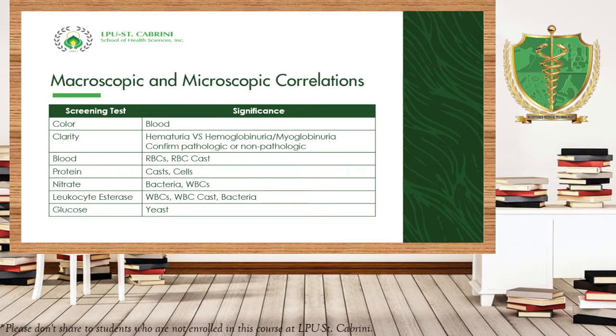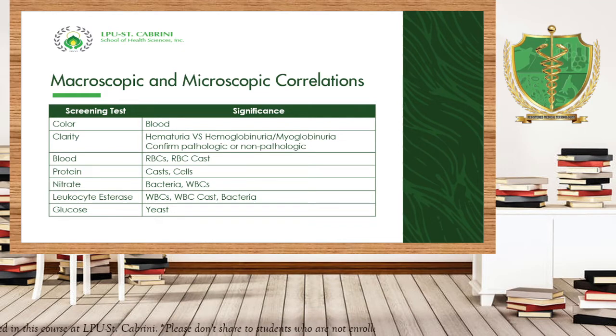Now, is it possible that bacteria and WBC are increased but nitrate is not positive? Yes, of course. That is possible if the bacteria present in the urine are non-nitrate reducing. So remember, guys, that nitrate will only be positive if there is a presence of nitrate reducing microorganisms. It is not always positive if there is a bacteria, no? And not all bacteria are capable of reducing our nitrate.